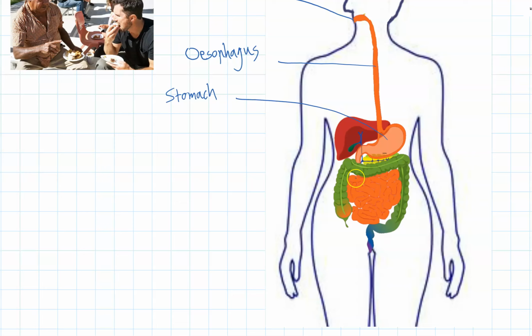Then we have the small intestine. This is a really long tube that's all wrapped up tightly together. And this is where the food goes after the stomach, and the food gets absorbed into our body here in the small intestine. And it also gets broken down and digested some more. So then after food goes through the small intestine, it goes into the large intestine, which is the green one here.